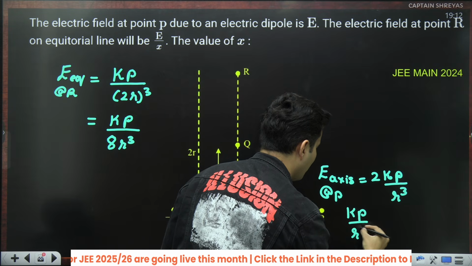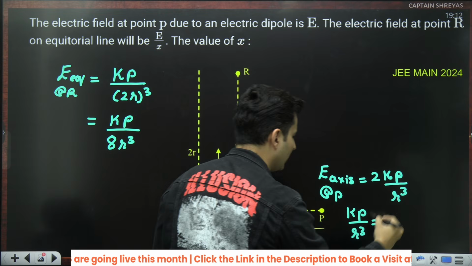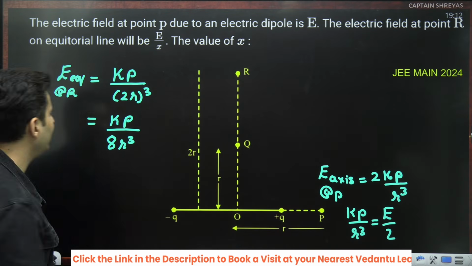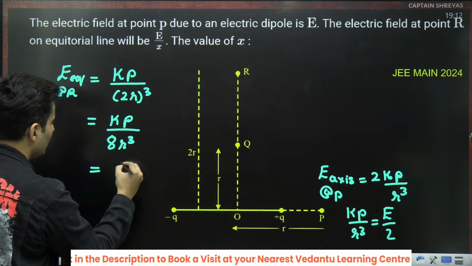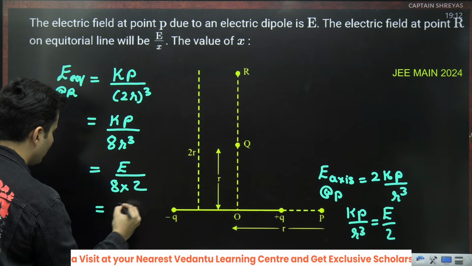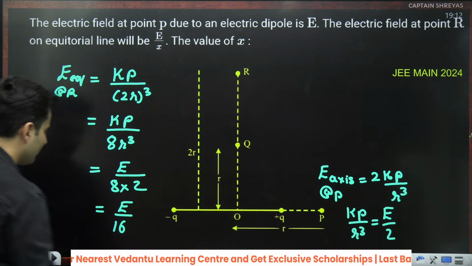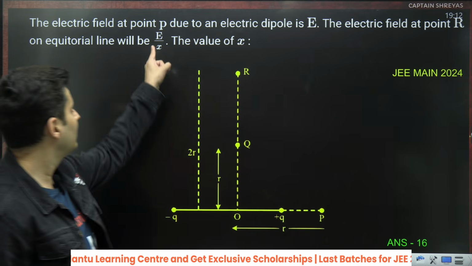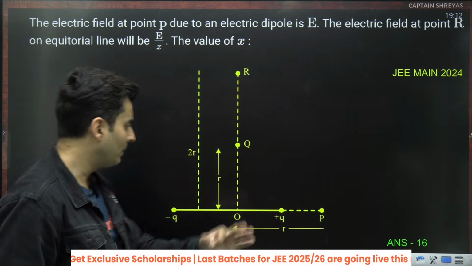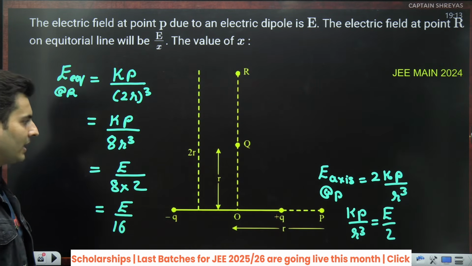Now if you notice over here, Kp divided by R cube, take that number 2 below, is E divided by 2. Kp by R cube is E divided by 2. This number 8 is as it is. So it will just become E divided by 16. That means the answer for the unknown X is the number 16. Yes, that's the correct answer.